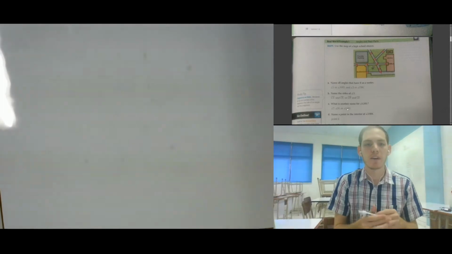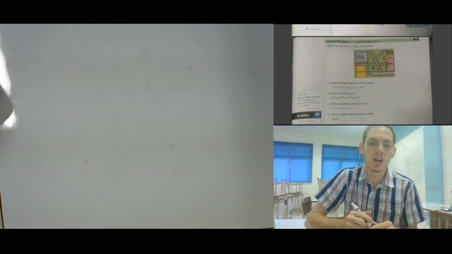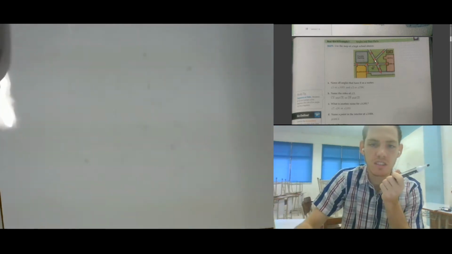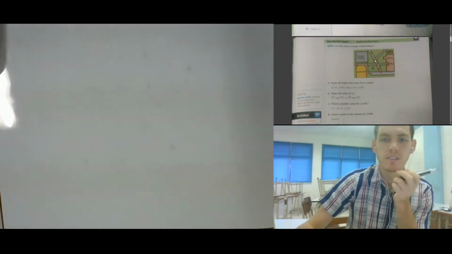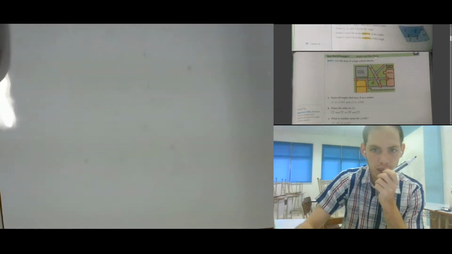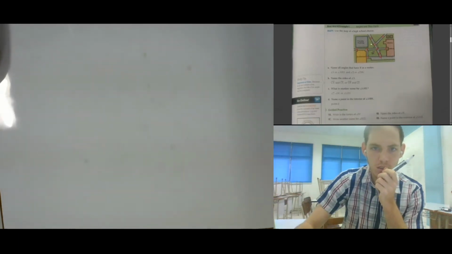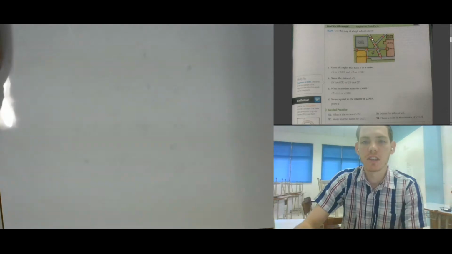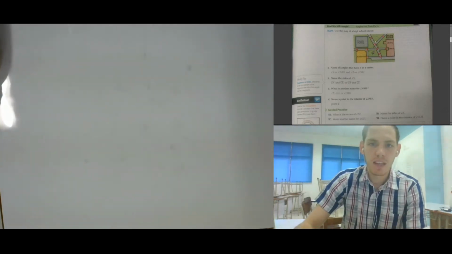Looking at this map right here, this is what we're going to focus on. Let's name all angles that have B as a vertex. You see B right here. That angle right here would be angle 1, or ABD. So we can label angles with the 1 right there, or with the points along it, so ABD. Then also angle DBC, that's angle 2.